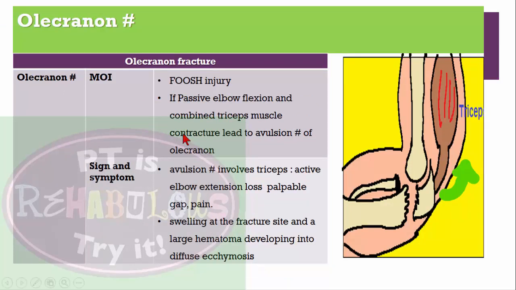Let's see olecranon fracture. If the patient has an olecranon fracture, the mechanism of injury is a fall on an outstretched hand, and passive elbow flexion combined with triceps contraction leads to an avulsion fracture of the olecranon. This is an avulsion fracture of the olecranon, and the triceps muscle is pulling it up, which causes the avulsion. Signs and symptoms: the avulsion involves the triceps, and active elbow extension is lost in this patient. If we palpate, a gap and pain are present. Swelling is also present at the fracture site, and a large hematoma may develop with diffuse ecchymosis.